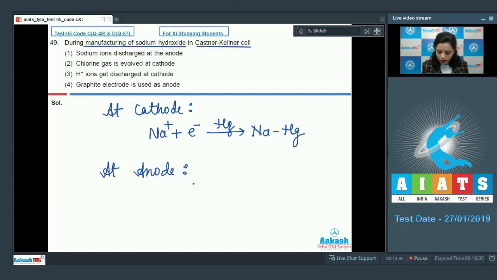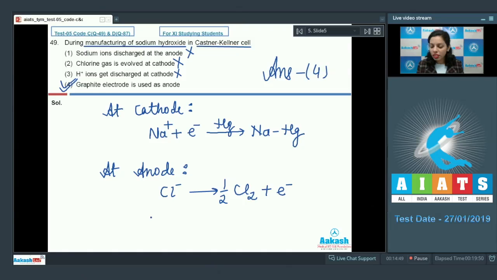And what happens at anode? At anode, there is the chloride ion, and that chloride ion loses electron. It means at anode there is the evolution of chlorine gas. That's correct. And at cathode, sodium amalgam is formed. So let's check. Sodium ions discharged at anode. This is wrong because sodium ions are there at cathode and they form amalgam with mercury. Further, chlorine gas is evolved at cathode. That's also wrong because chlorine gas is evolved at anode. H plus ions get discharged at cathode. This statement is also wrong. Now, graphite electrode is used as anode. Yes, graphite electrodes are used as anode. This is the correct statement, so option 4 is correct. After this, next question we have.